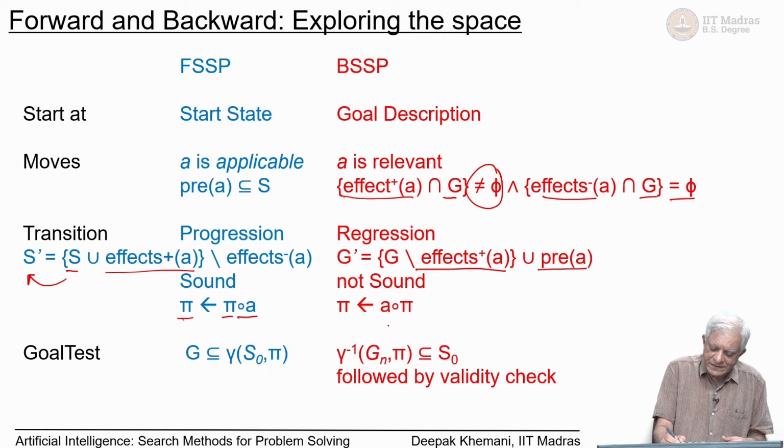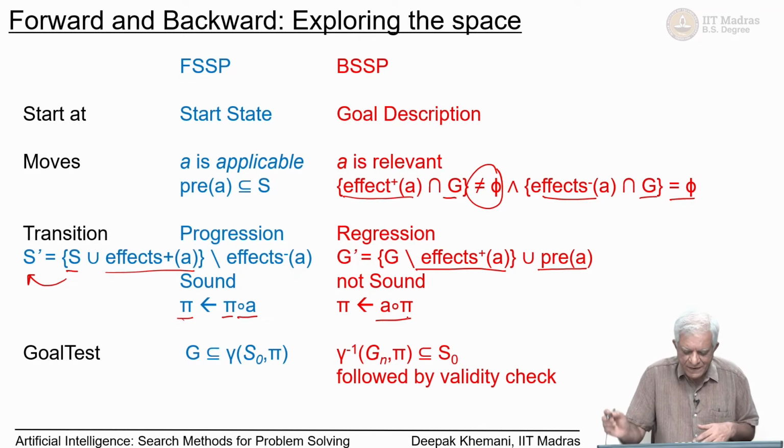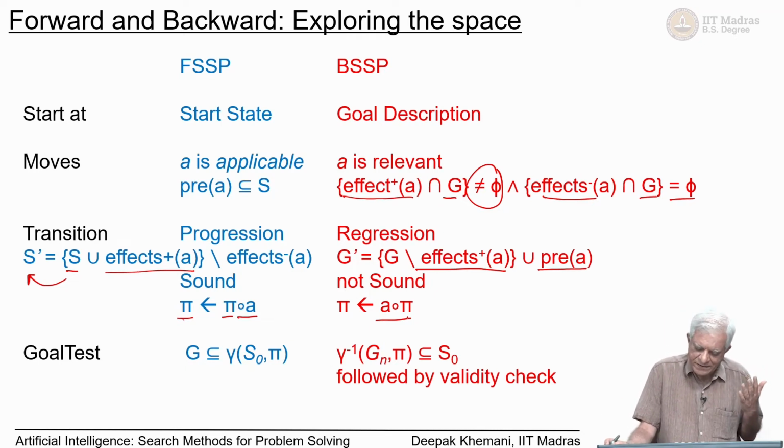In backward state space planning, you add them before the plan. So, initially you have the empty plan, then you choose the last action, then you choose the second last action, and then you choose the third last action, and so on. So, the plan is constructed from the goal state to the start state. In forward state space planning, the plan is constructed from the start state towards the goal state.